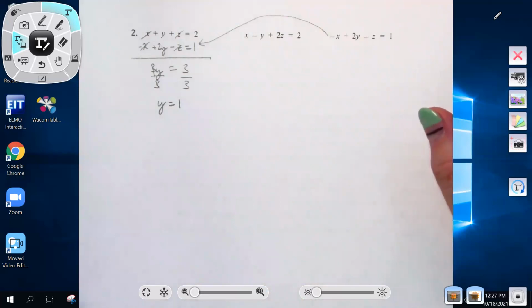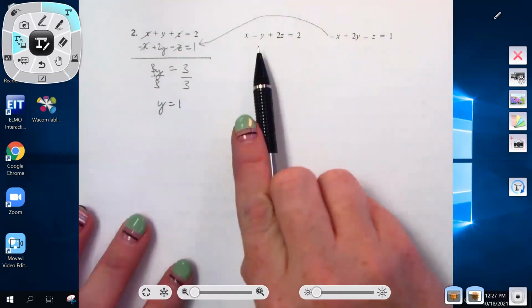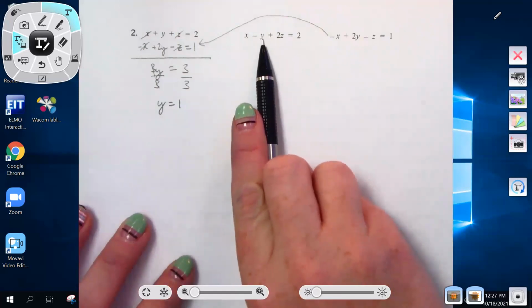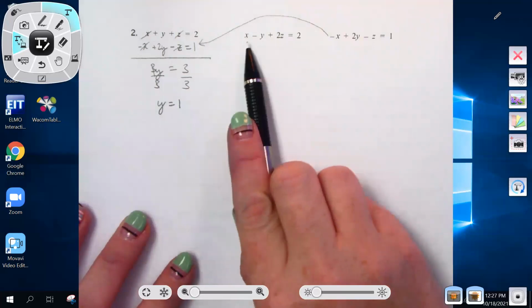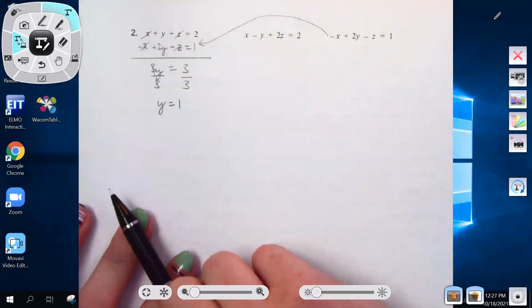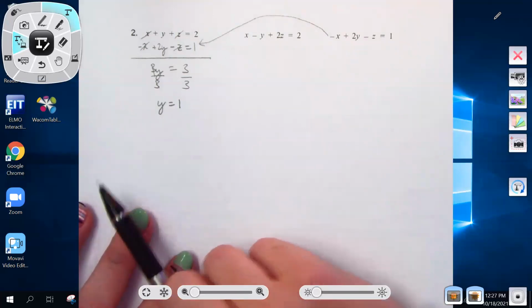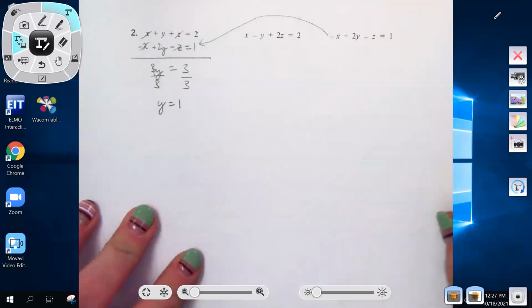Why don't you guys take a look at what's happening now on your paper? What would you guys like to do from here? Go to the next equation and plug the 1 in. That will then give us an equation that has x and z. Then what would we do? All of the things that we could do from here would be easy.